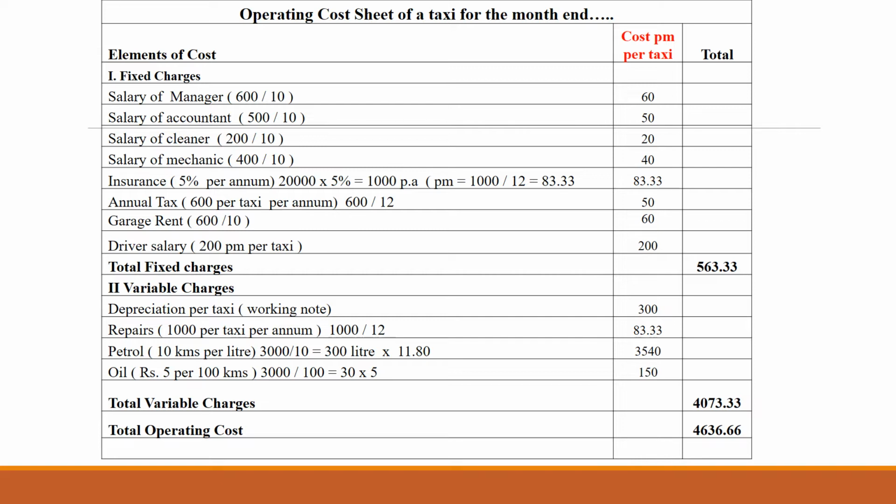Per month, 1,000 divided by 12 is 83.33. Then annual tax is 600 per taxi per annum. Per month, 600 divided by 12 is ₹50. Garage rent ₹600 for 10 taxis, so ₹60 is per taxi.